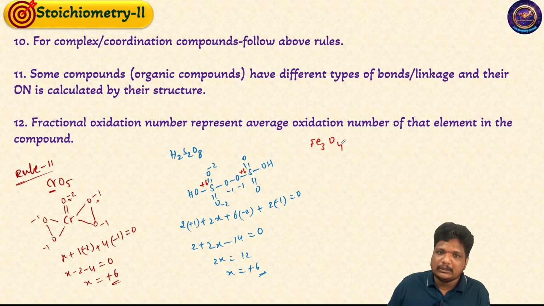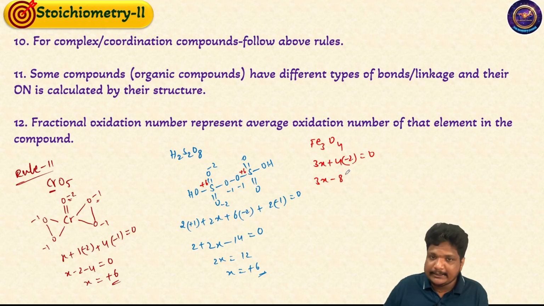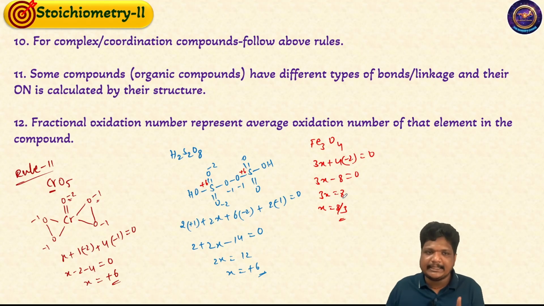If you observe the oxidation state of iron in this compound, here 3x plus 4 into -2 is equal to 0. 3x minus 8 is equal to 0, so 3x is equal to 8, x is equal to 8 by 3. So it is the fractional oxidation number, which indicates the average oxidation state of the element.